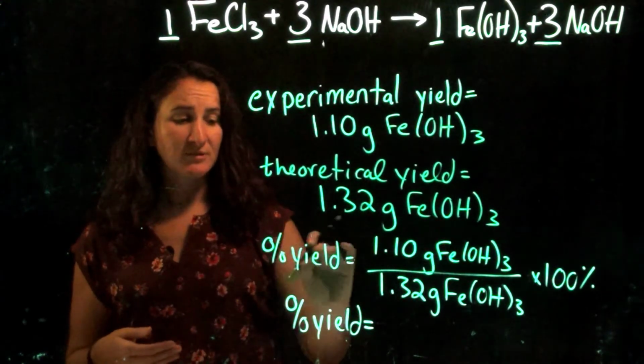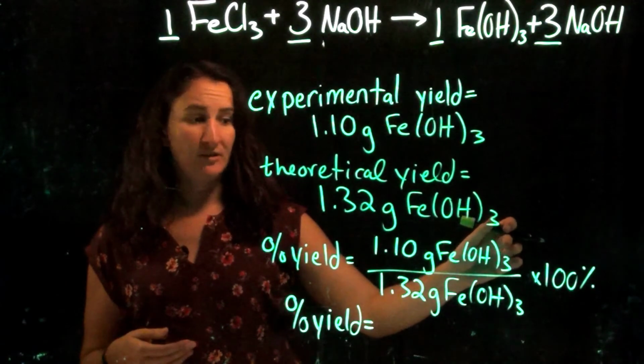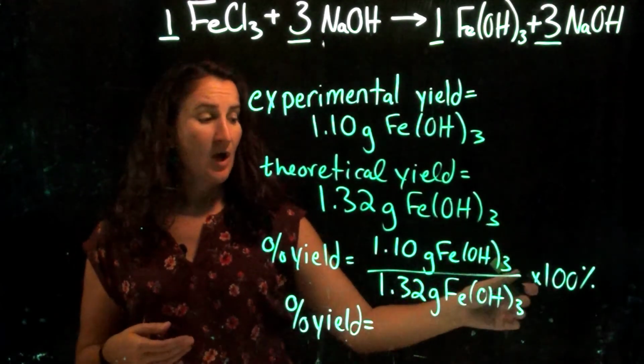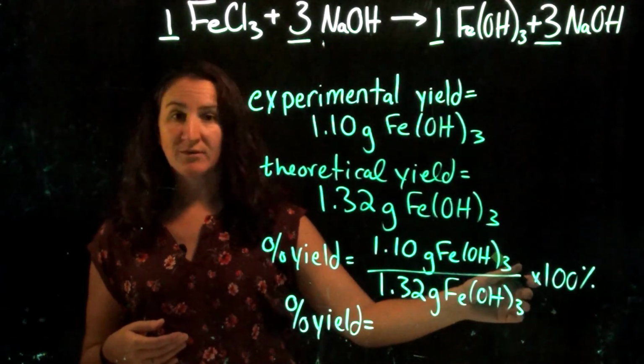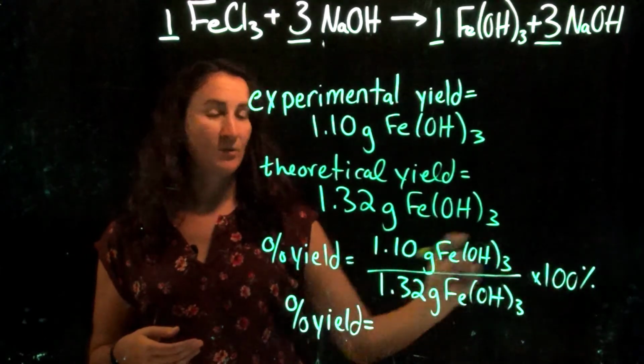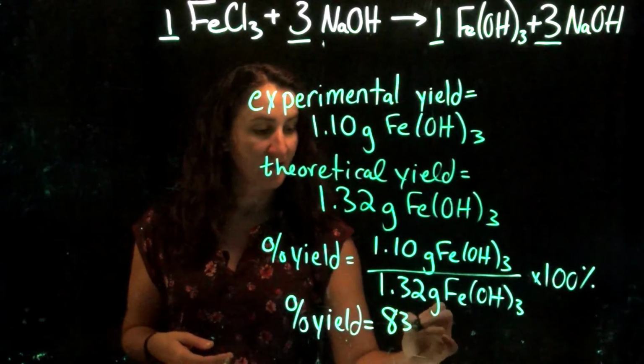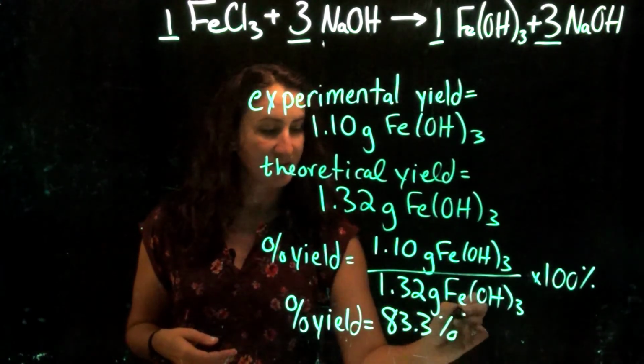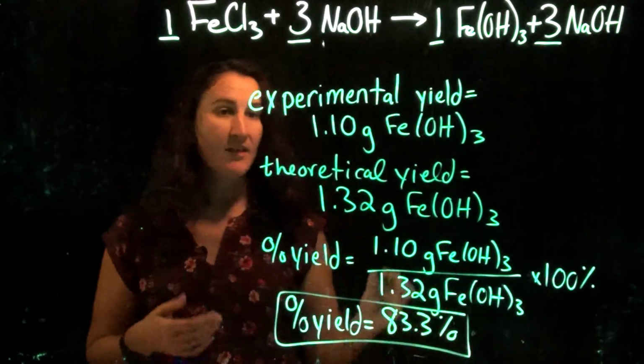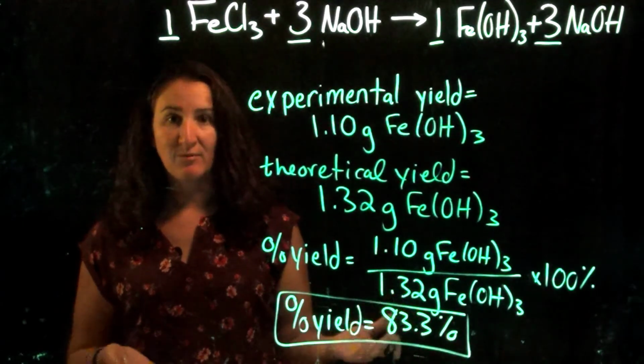So our final equation is percent yield equals my experimental yield, 1.10 grams, over my theoretical yield, 1.32 grams, times 100 with units of percent. Taking into account sig figs then, our final answer is 83.3% yield. And that is our final answer for this type of problem.